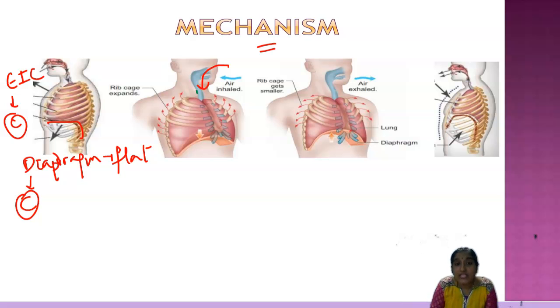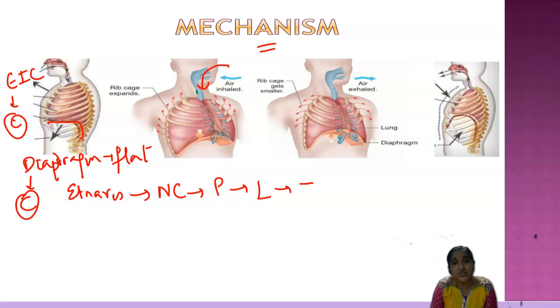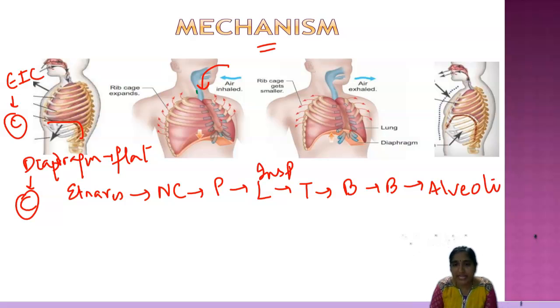The pathway of air entering is from your external nares, through your nasal cavity, the pharynx, the larynx, the trachea, and the bronchi and bronchioles. The air enters into the alveoli during inspiration. During expiration, it is the reverse: from the alveoli, bronchioles, bronchi, trachea, larynx, pharynx, nasal cavity, and nares, the air goes outside. This is the passage during expiration.